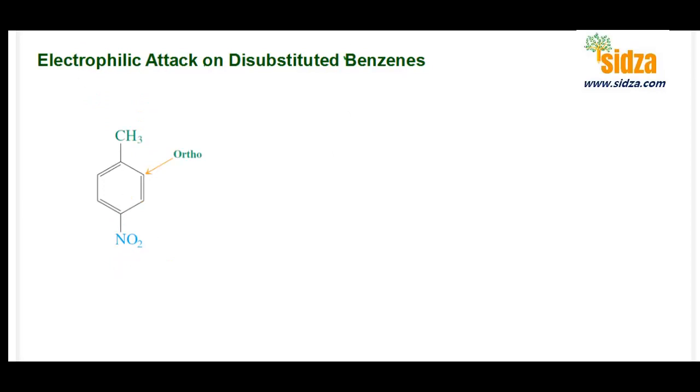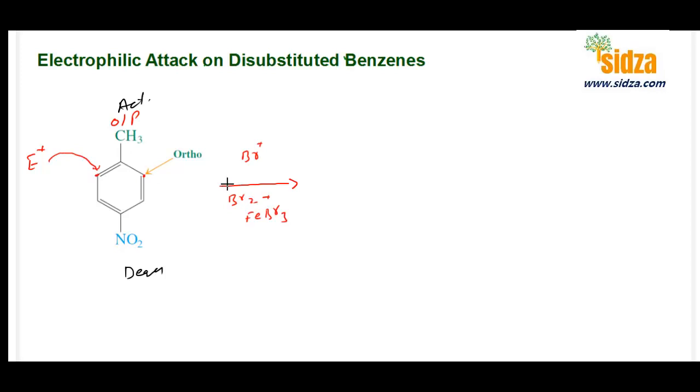In this case, we have a ring activator and a ring deactivator. This is a deactivator and this is an activator, right? And now we know the position is determined by the activator. And this methyl group here is what? It is an ortho-para-directing group. So that means the electrophile will always attack on the ortho and para positions to the methyl group over here.